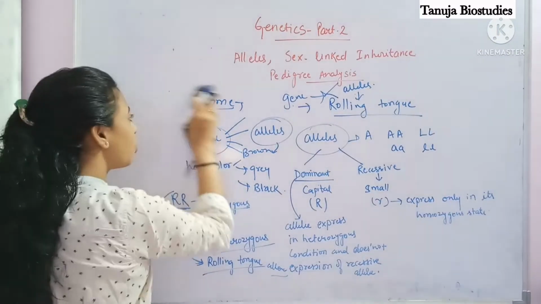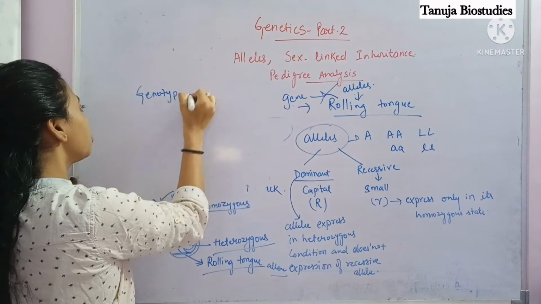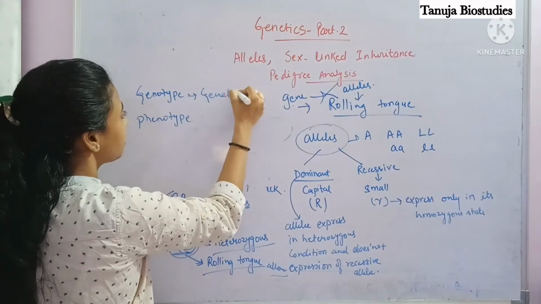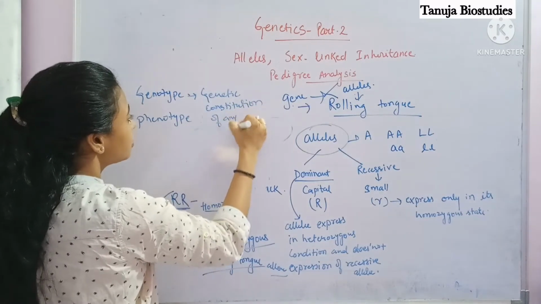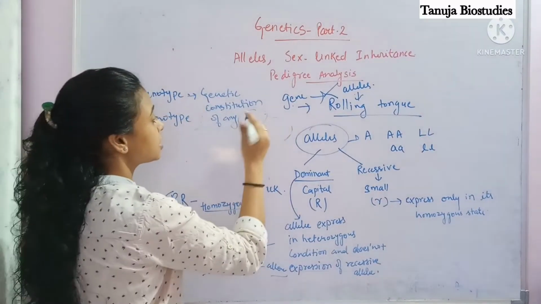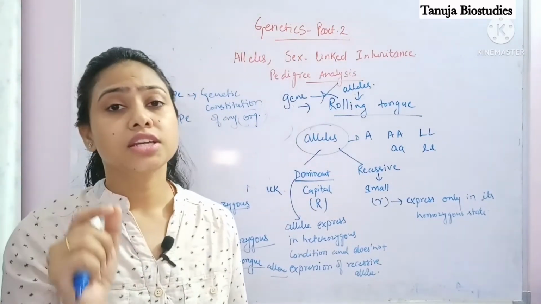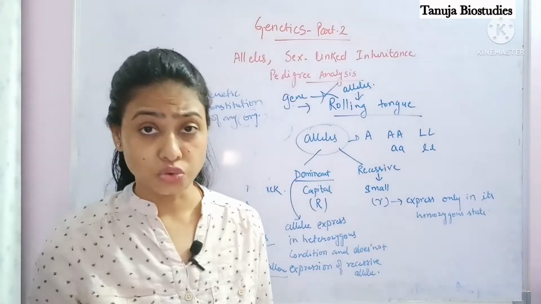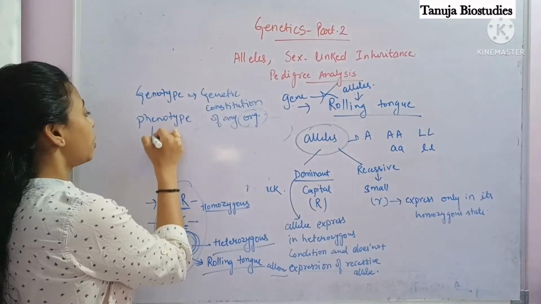Now the next terms we were talking about are genotype and phenotype. So let's talk about genotype and phenotype. Whatever the genetic constitution of any gene, or you can say the set of genes of any organism, is known as the genotype. You can say two definitions: the genetic constitution of any organism, or all sets of genes of an organism, is known as the genotype. So here we can say this is the genotype.